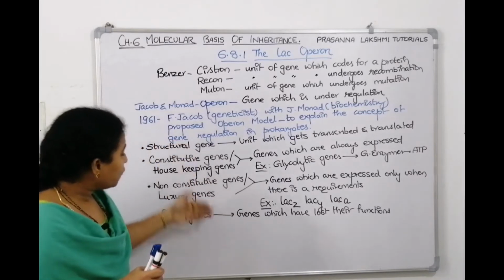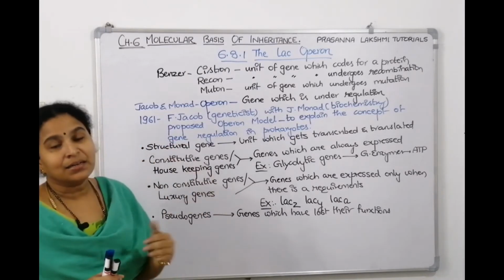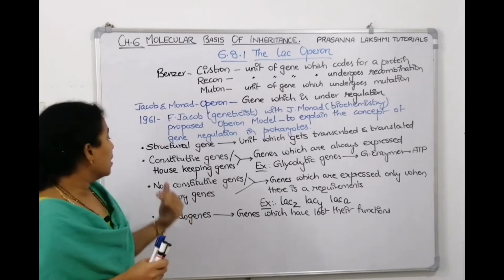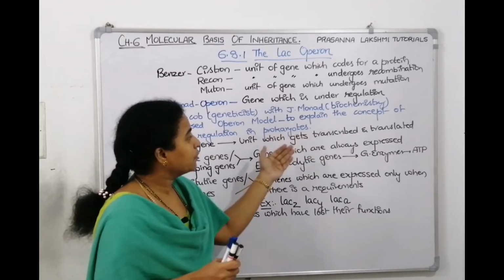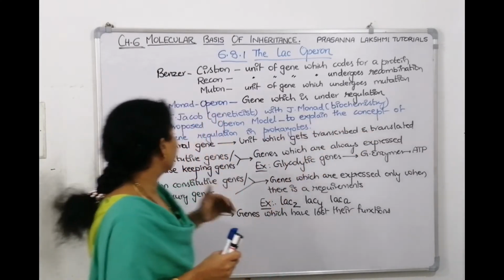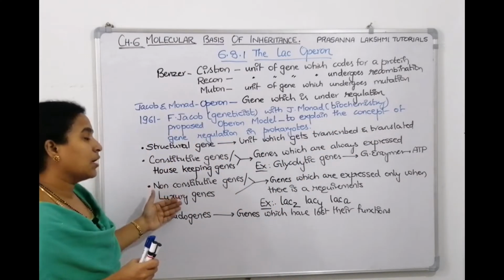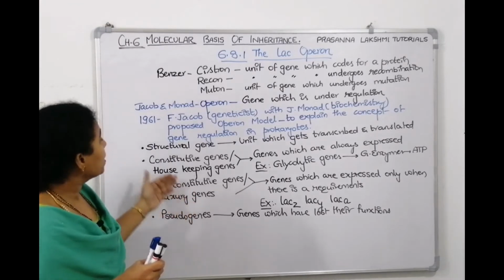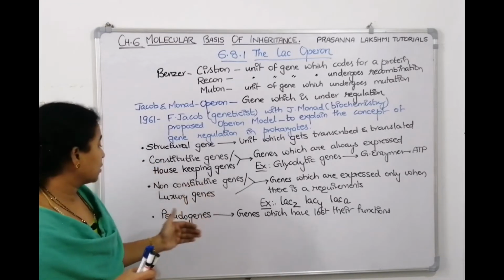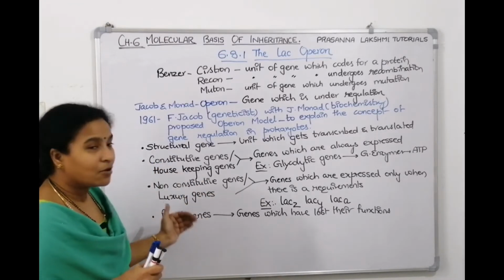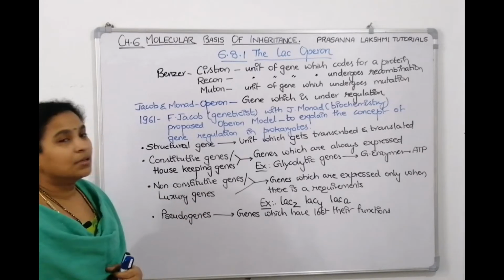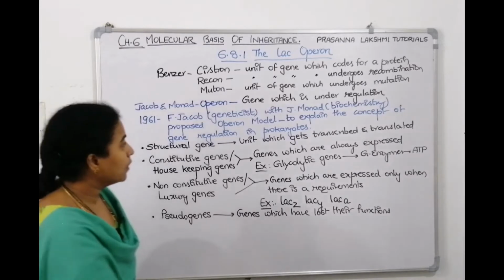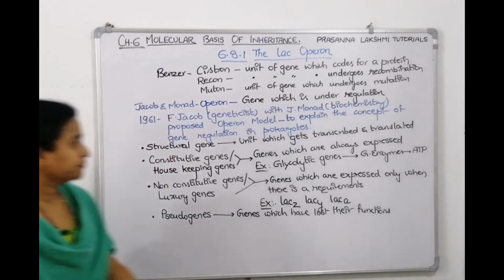Now, we have seen a few names because in the content, constitutive genes come, and non-constitutive genes come. Structural gene means one which undergoes transcription, which makes RNA, which further makes protein. Non-constitutive genes means those which are expressed only when there is a requirement. Constitutive genes means those which are always expressed. Pseudogenes means genes which have lost their function during the course of time. Take a screenshot if you want. Then we will get into the topic of Lac Operon.